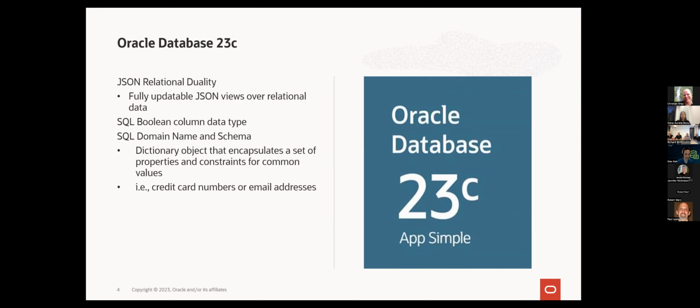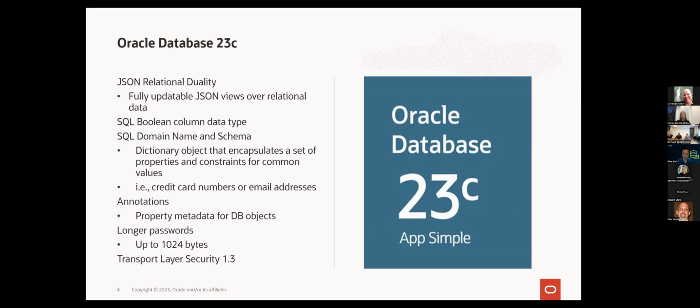SQL domain and name and schema. So those dictionary objects are now supported. If you're not familiar with these, you can store some properties or constraints for what the values of a column are, for example. So if you want to restrict a column, if it's a credit card number, to make sure that you have a certain number of digits for that credit card and only digits, for example, you can put that domain and name and schema to put that constraint in, or if it's an email address, something like that. ODP.NET recognizes that, so you'll be able to use that. The ability to use 23C annotations, which is sort of like comments, but additional property metadata for your database objects you can put in.